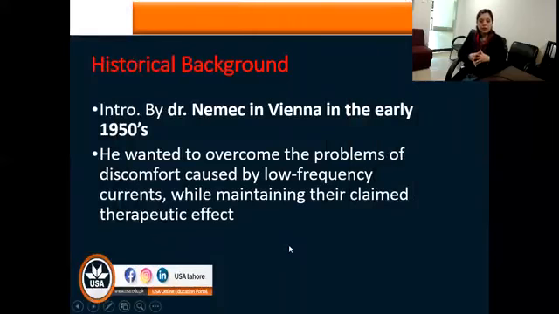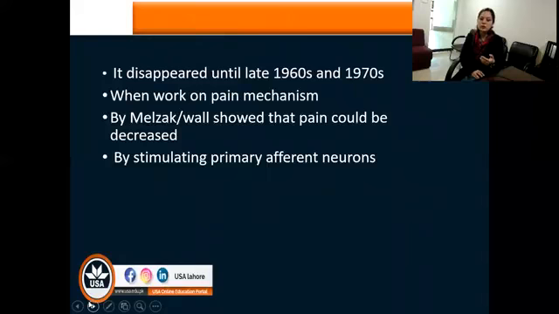Let me tell you something about the history of the medium frequency current. Medium frequency currents were actually introduced by Dr. Nemec in Vienna in the early 1950s. He wanted to overcome the problems with the discomfort caused by the low frequency currents while maintaining their claimed therapeutic effect.